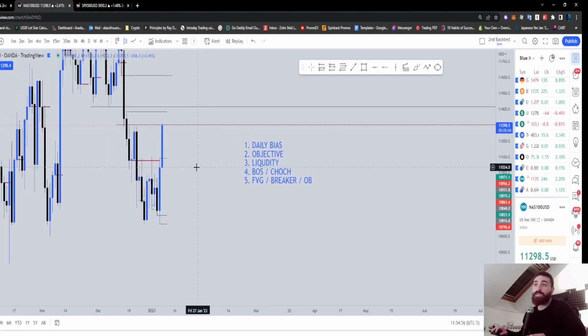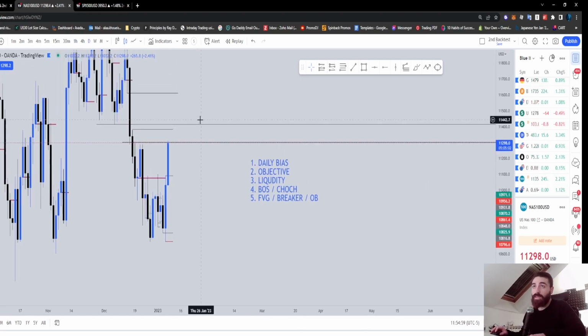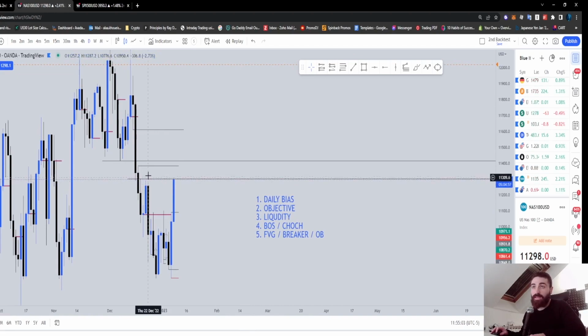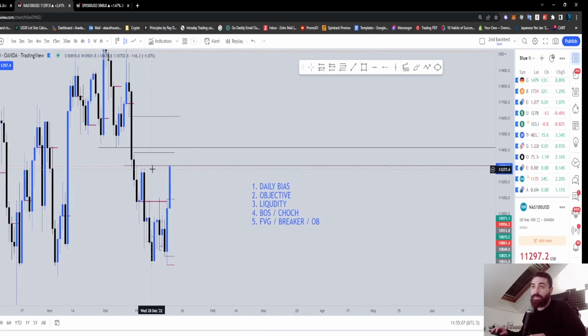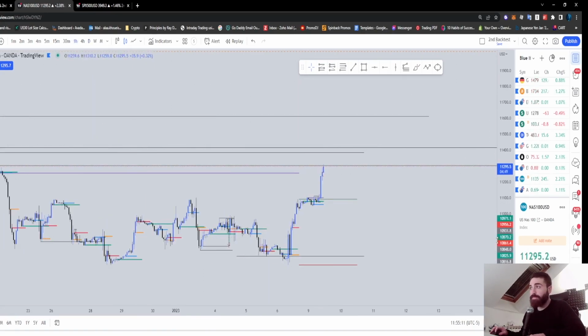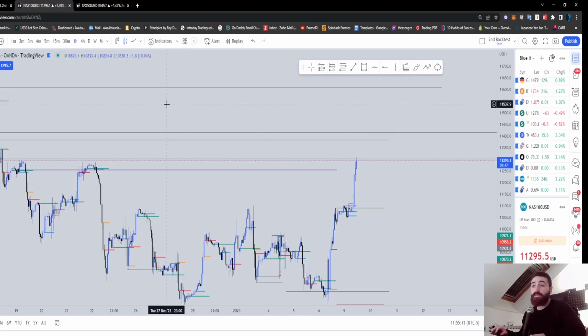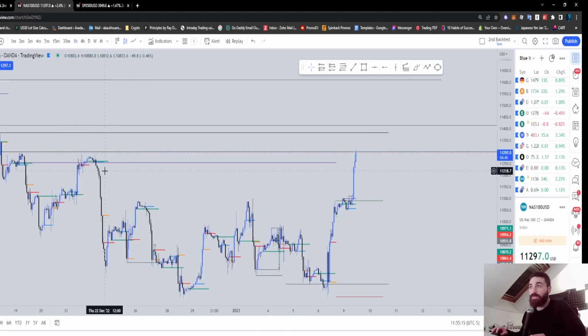Our bias for the day is going to be bullish. Okay, so our bias is bullish. Our objective is going to be either the buy side liquidity or this fair value gap. Either way is bullish. Then we can also check on the 1 hour if we can see any imbalances, which is right here. This was closed later today, but this was first open.